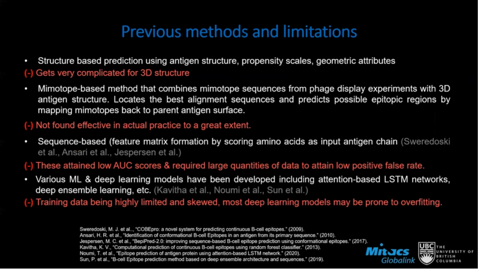Previous studies used structure-based methods for epitope prediction, but these approaches became very complicated when dealing with 3D structural data. Mimetope-based methods, which combine mimetope sequences from phage display experiments with 3D antigen structures, attempted to locate aligned sequences and predict potential epitope regions by mapping them back to the antigen surface. However, these techniques have not proven very effective in practice. Sequence-based techniques were later developed, but they required large, well-labeled datasets. Due to the limited and imbalanced nature of the available data, many deep learning models suffered from overfitting and poor generalization.